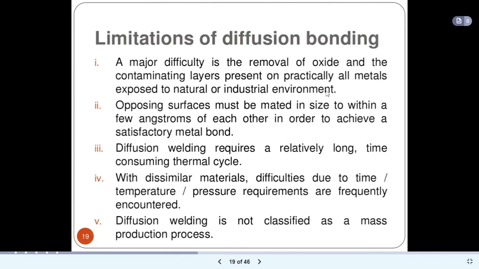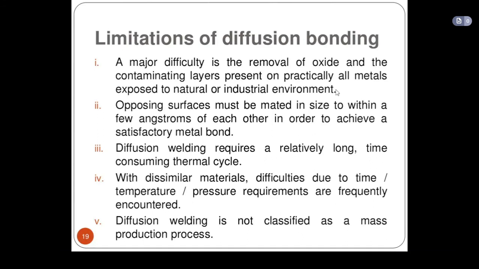Diffusion welding is not classified as a mass production process. Means for mass production purposes, the diffusion welding cannot be used. Okay, so these are some limitations of the diffusion welding.